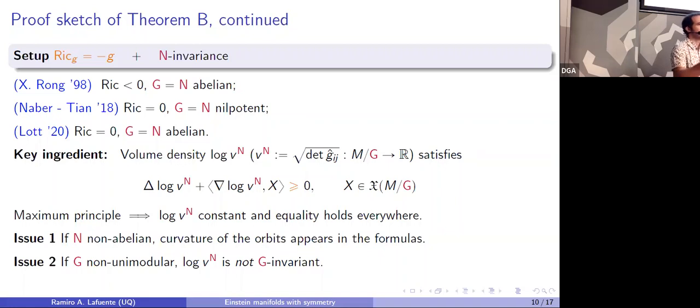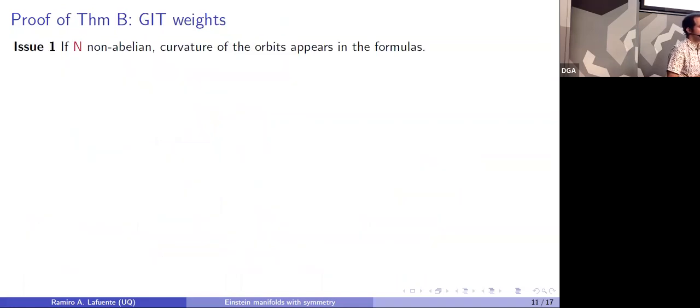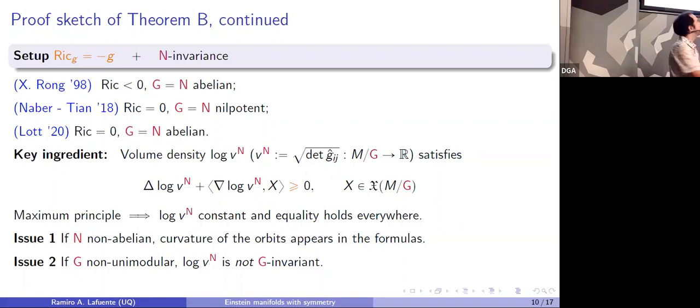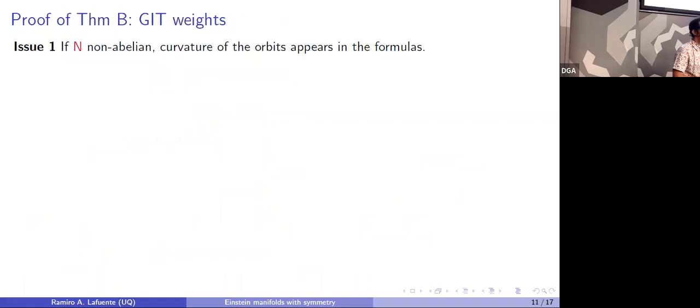And in fact, there are solutions. You should not forget that there are examples of Einstein manifolds satisfying this. Any symmetric space fits into this picture. So it's not that we want to obtain a contradiction straight away. We want to see what happens. Now, how do we deal with these issues?